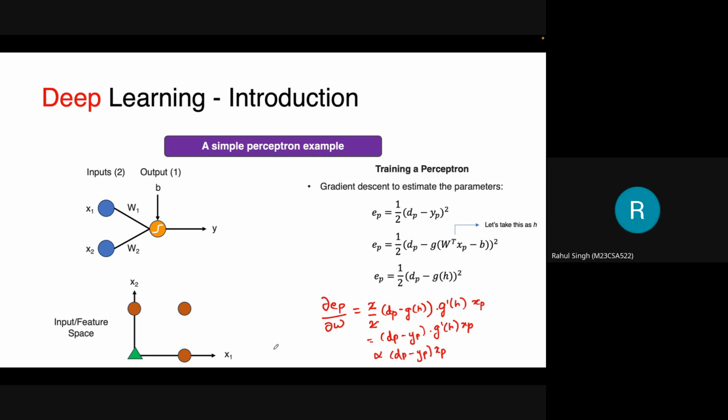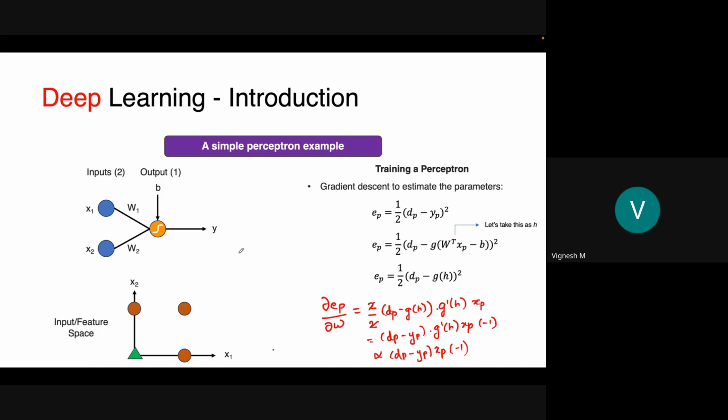Eta times dep dw. So you want to go towards... okay, there is a -1 here, right? When you differentiate g dash of h, there's a -1. So what you want to do is move towards the negative of the gradient, right? That's the idea. If this is the gradient with respect to w, you want to go towards the negative, then minus of minus will become positive.